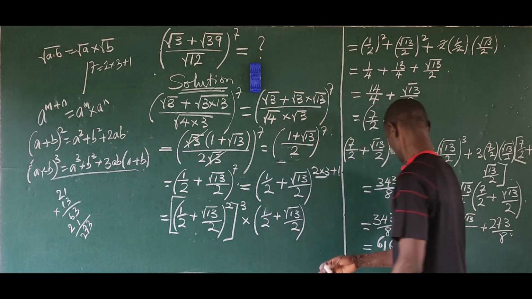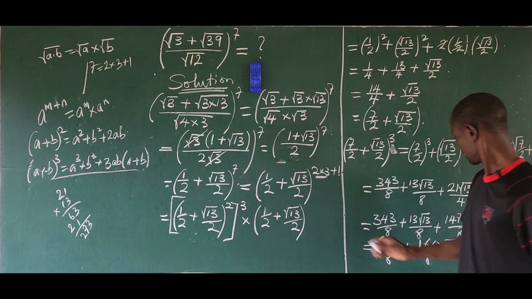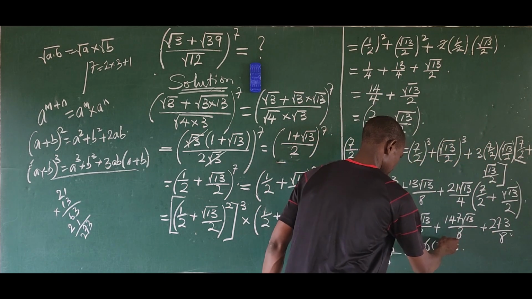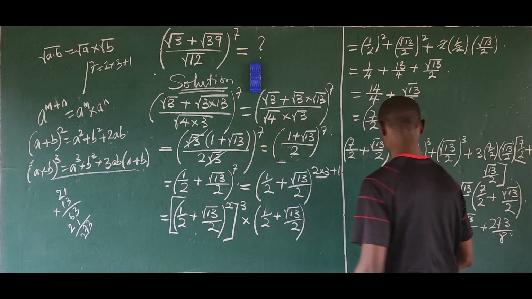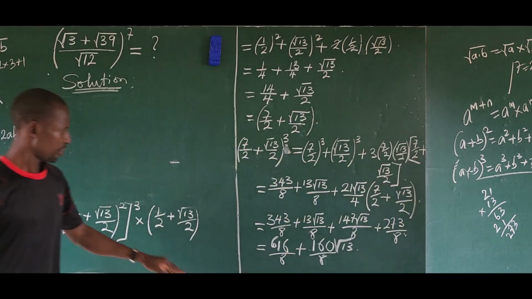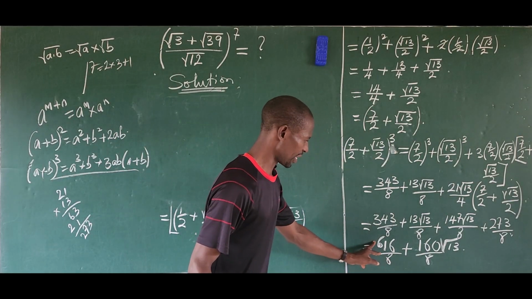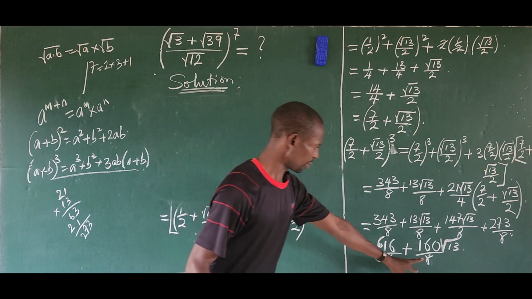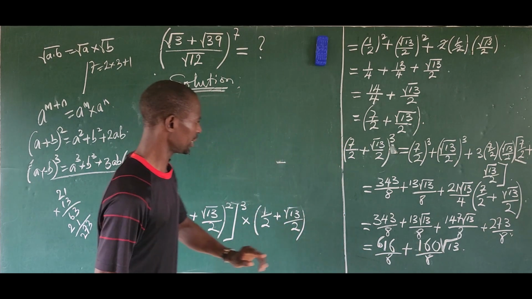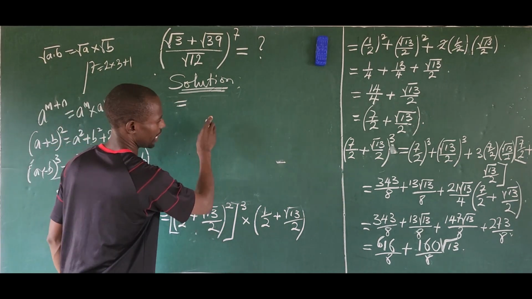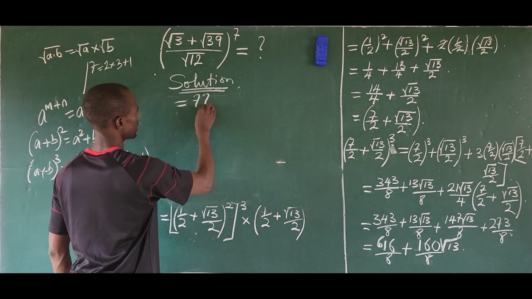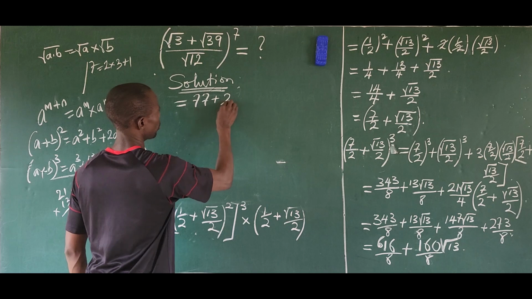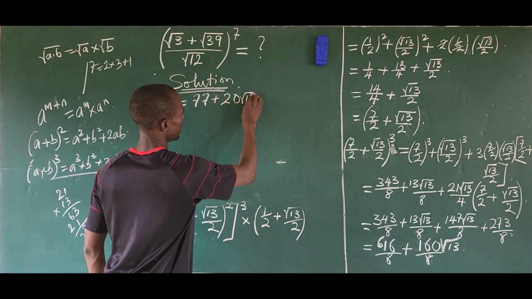But let's continue on this side. Let me write this way, please. This is square root. So we can use 8 to divide this, to give us 77. And we use 8 to divide this, which will give us 20. So this now finally gives us 77 plus 20 root 13.